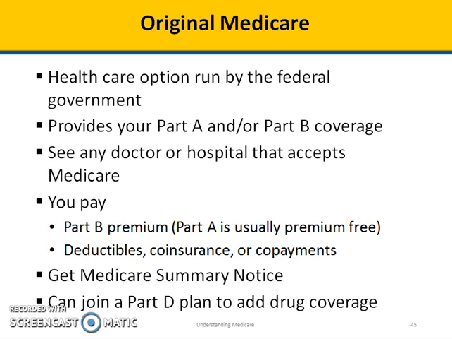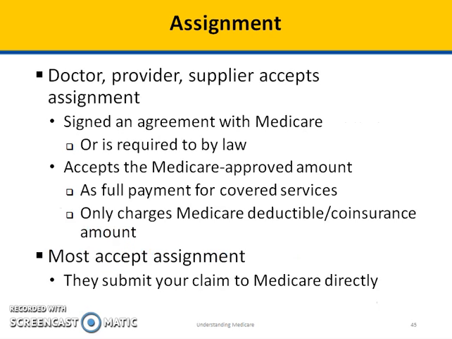After you receive healthcare services, you'll get a notice in the mail called a Medicare Summary Notice that lists the services you received, what was charged, what Medicare paid, and how much you may be billed. If you disagree with the information on the Medicare Summary Notice or with any bill you receive, you can file an appeal. There's information on the Medicare Summary Notice about how to ask for an appeal. If you are in Original Medicare, you can also join a Medicare Prescription Drug Plan or Part D to add drug coverage.